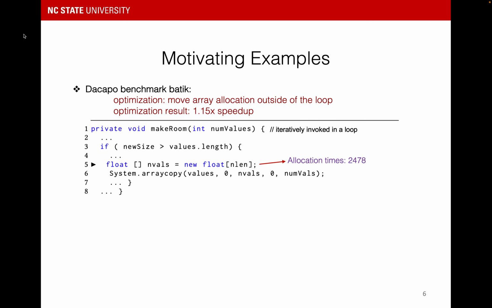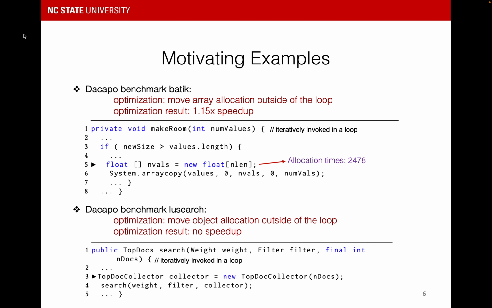For the optimization, we move this array allocation outside the loop that encloses the method makeRoom and replace it with a static object array. This optimization addresses the memory bloat and has a 1.15 times speedup.